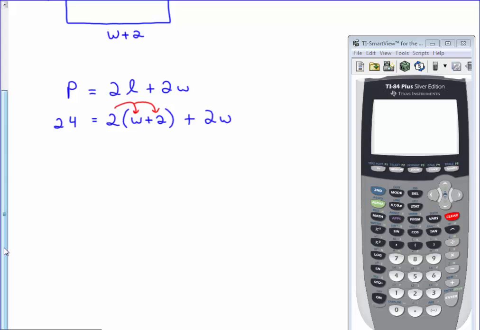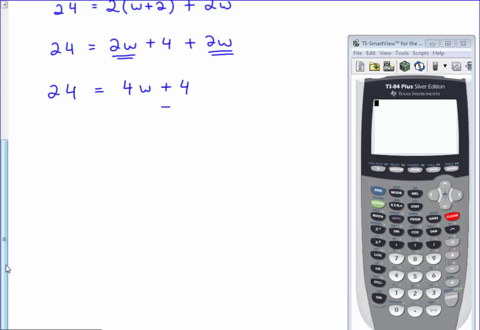First step, we'd want to distribute the 2 inside the parentheses. So we'd have 24 equals 2W plus 4 plus 2W. Then on the right hand side we have 2 like terms. We can combine those. The result would be 4W. And then from here we can solve the equation by subtracting 4, and then dividing by 4. And so we get a result of W equals 5.